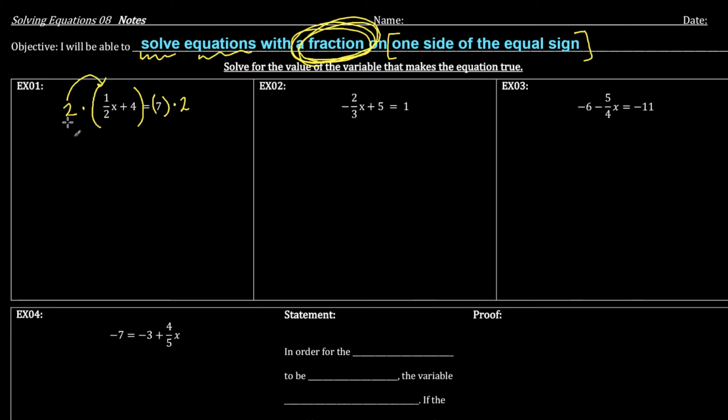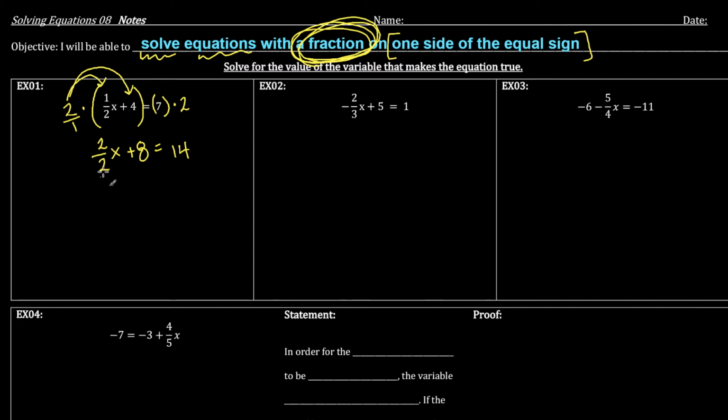That will give you, if you need it, 2 times 1 is 2, 1 times 2 is 2x. And 2 times 4 will give me 8. So a positive times positive is a positive. And don't forget this side. Most people forget this side. Don't forget the right side. 7 times 2 is 14.